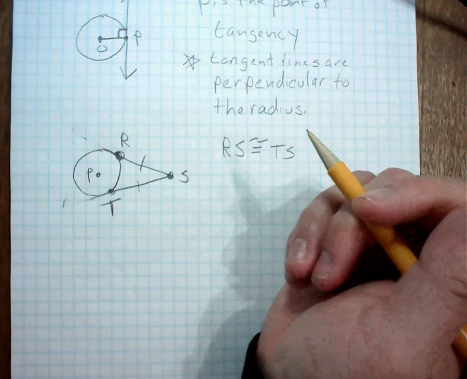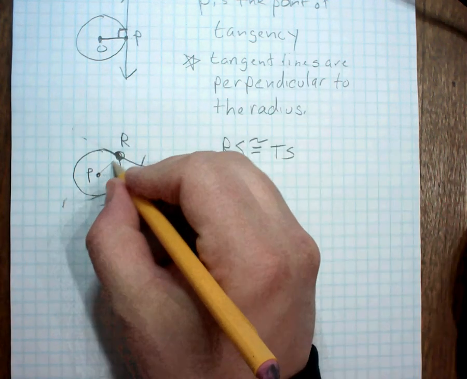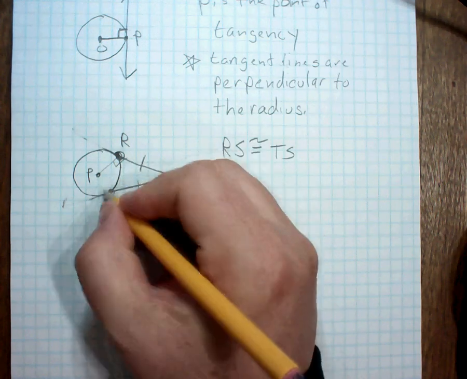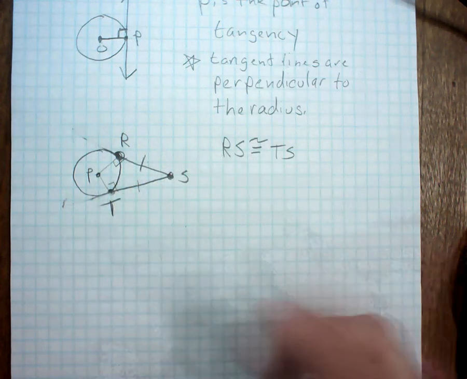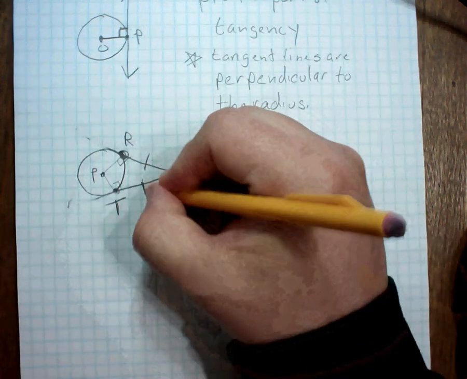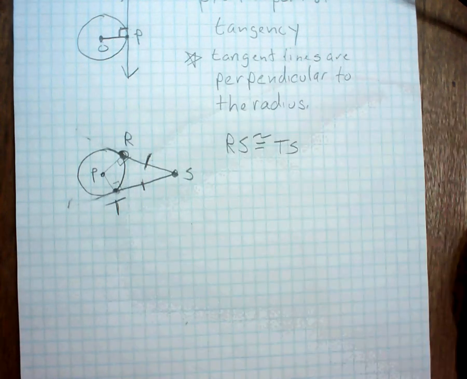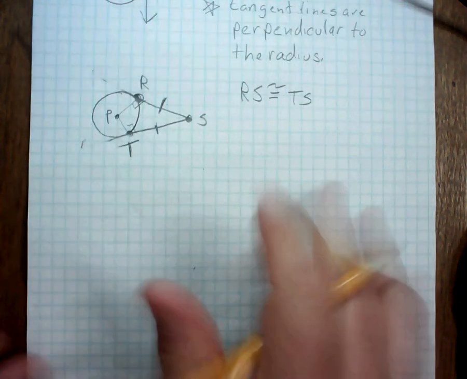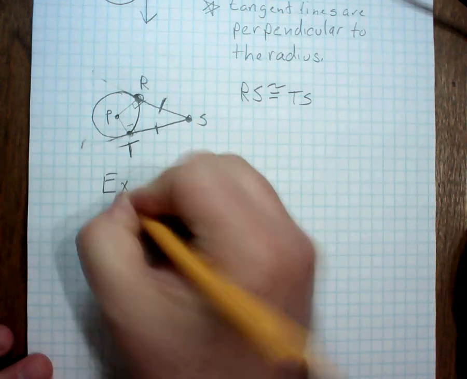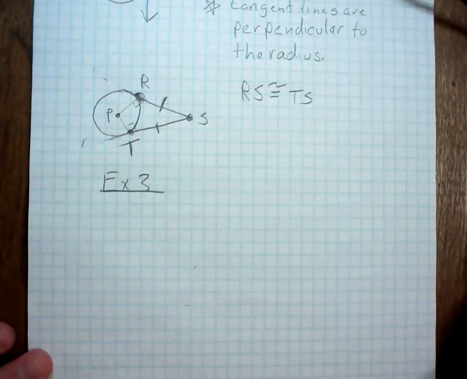Okay, so this is done in such a way that this is a 90-degree angle with this, and this is a 90-degree angle with this. That's the only way you can get a tangent line. But the main point that I want to make here is that these are congruent. So the reason I say that is I want to give you an example. Example 3 and example 4 are applications of these two concepts.